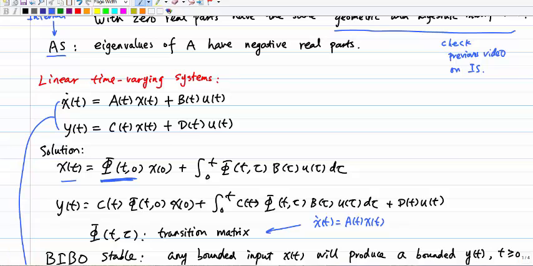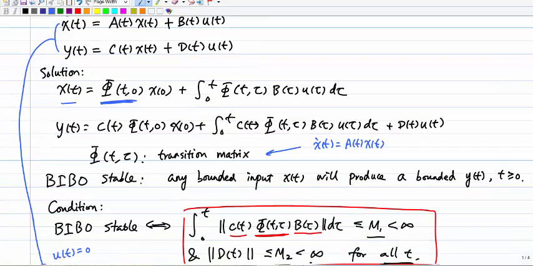So once we have this, we can also define BIBO stability, which is bounded-input bounded-output stability, and also marginal stability and asymptotic stability. The BIBO stable is defined as this: if any bounded input u(t) will provide a bounded output y(t) for any positive future t, then the system is called BIBO stable. So here's the definition, of course.